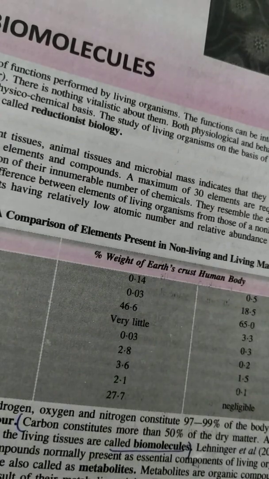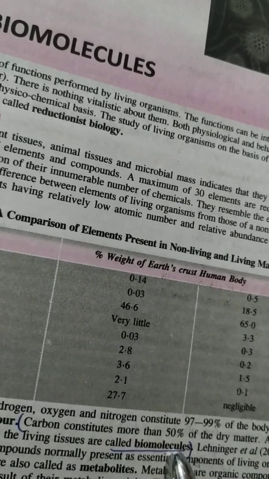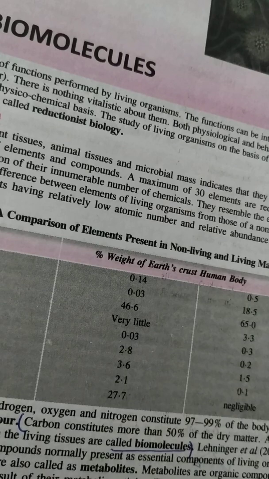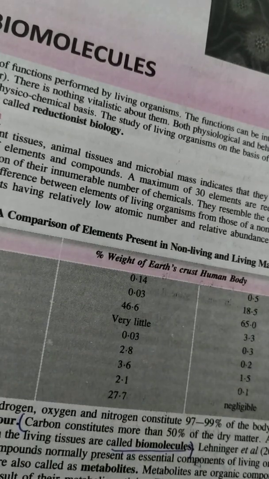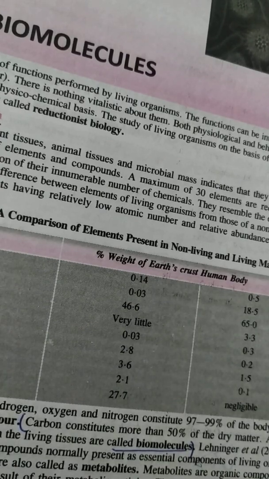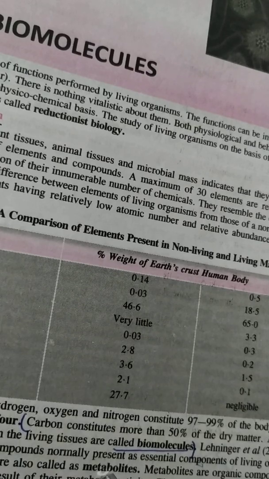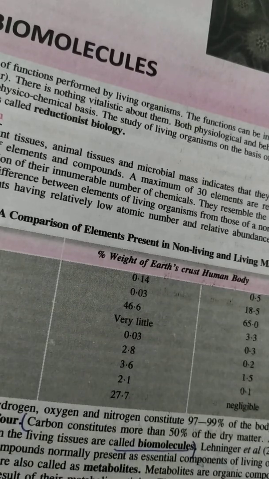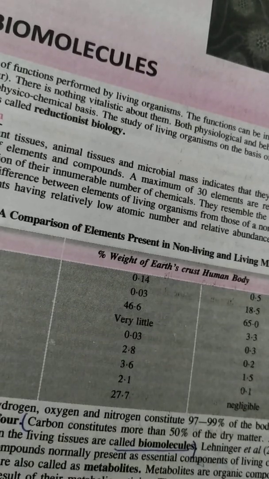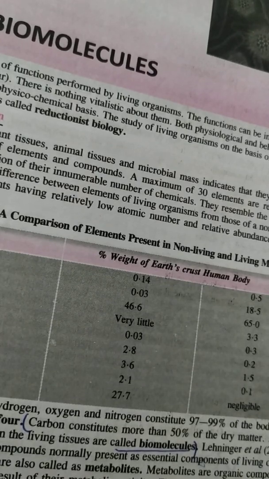Biomolecules are actually carbon compounds, and the carbon constituents are more than 50% of the dry weight found in living tissue. These biomolecules are essential organic compounds as well as inorganic compounds. Essential organic compounds are called metabolites, and there are two types: primary metabolites and secondary metabolites.